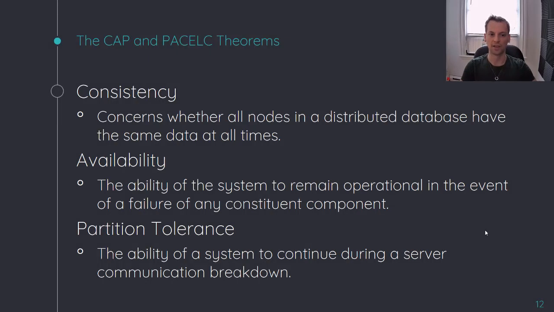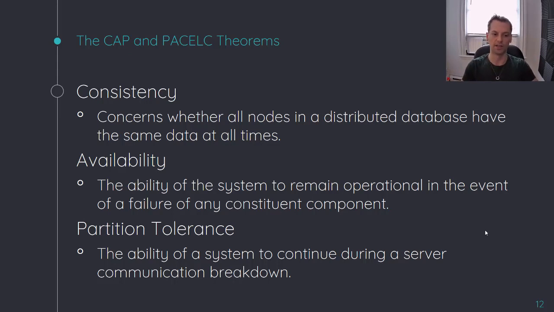So consistency concerns whether all nodes in a distributed database have the same data at all times. Imagine you have a database with a whole bunch of nodes in different states across the United States. These nodes would need to sync up every time one of them gets updated with new information. That is, if you are valuing consistency.